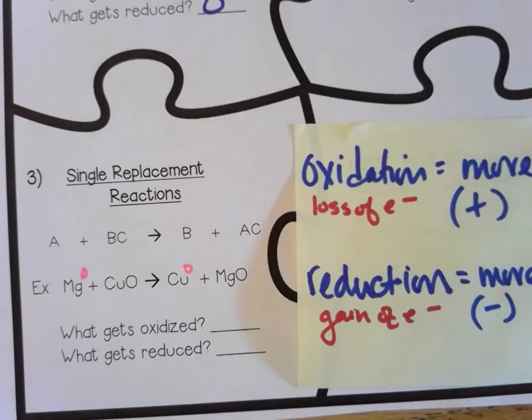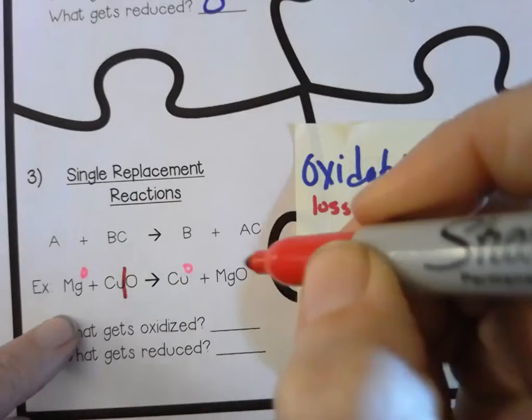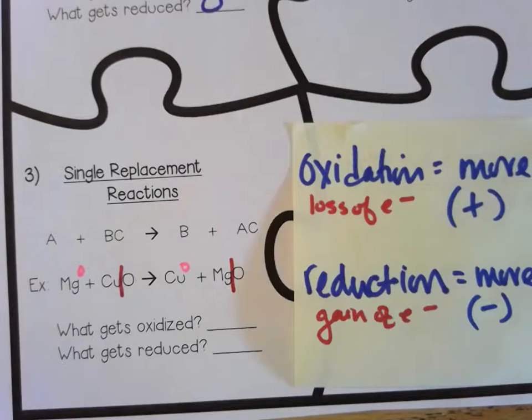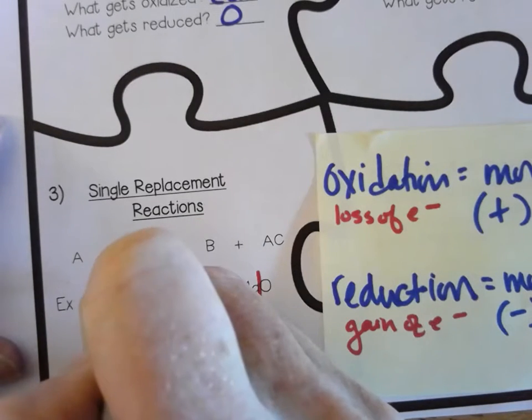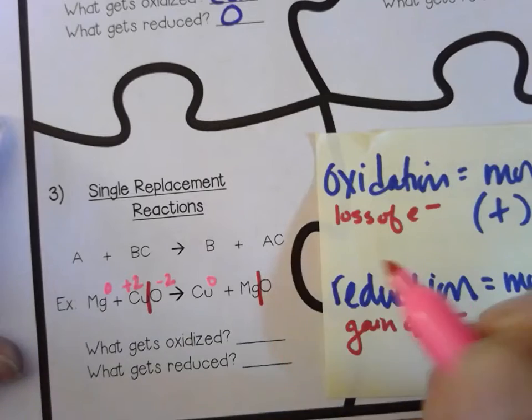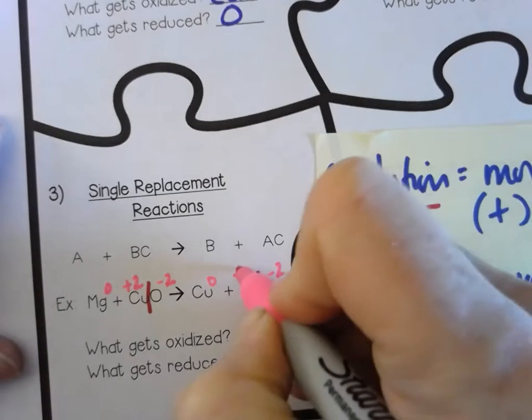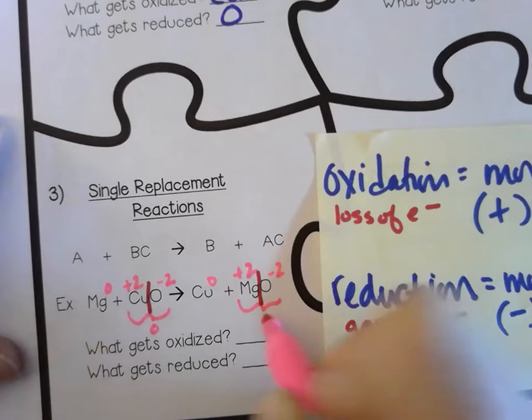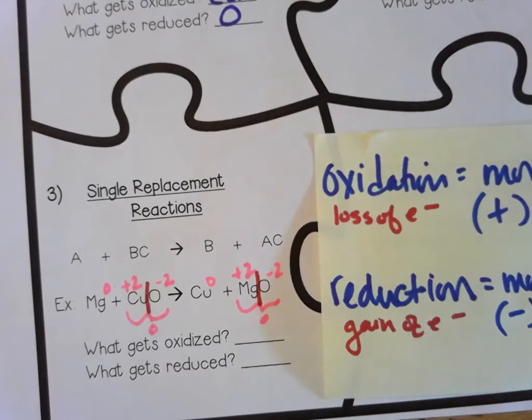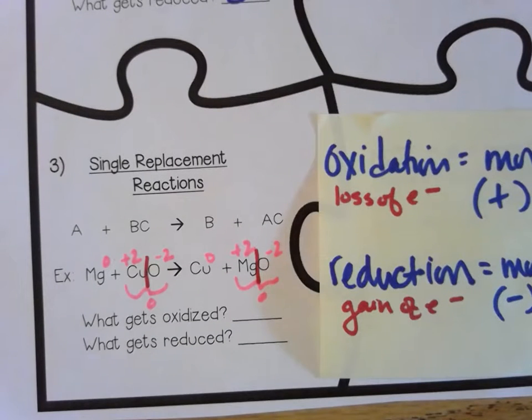And I'm going to deal with my 2 ionic compounds. I'm going to split this one here, and I'm going to split that one there. This O has to be -2, therefore this has to be +2, and this O has to be -2, so this has to be +2, because whatever this is, it equals 0, and that has to also equal 0. Now let's take a look at what got oxidized and what was reduced.